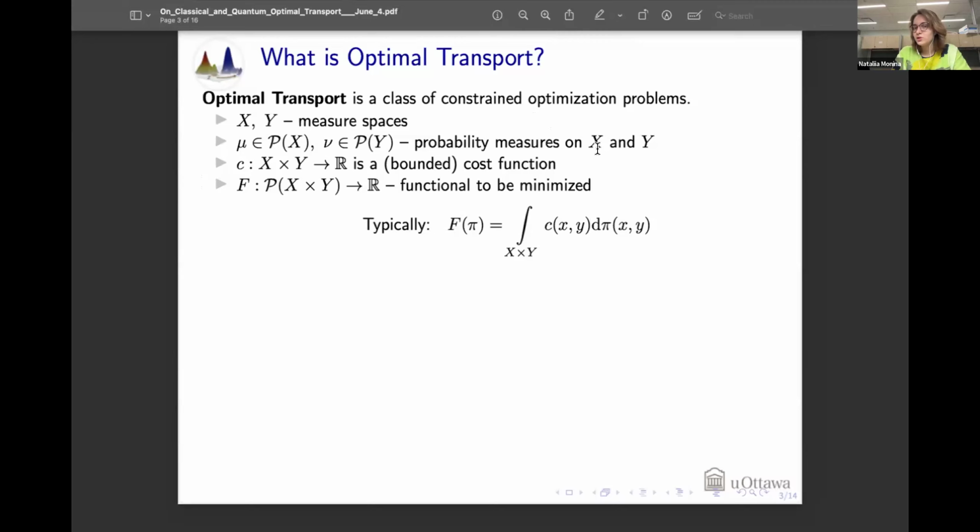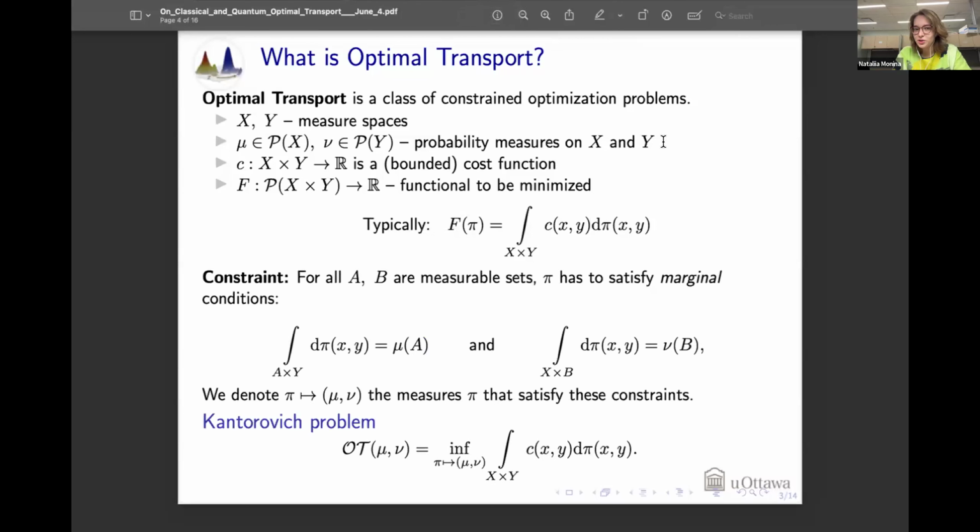And we want to minimize some functional. The typical functional that we want to minimize is the integral of this cost function with respect to a joint probability measure on the spaces X and Y. However, nothing in this world is very simple, and this measure has to satisfy some marginal constraints. The marginal constraints are such that if you integrate this measure with respect to one space, you get the first marginal measure, which is measure mu, and if you integrate over the other space, you get the second measure.